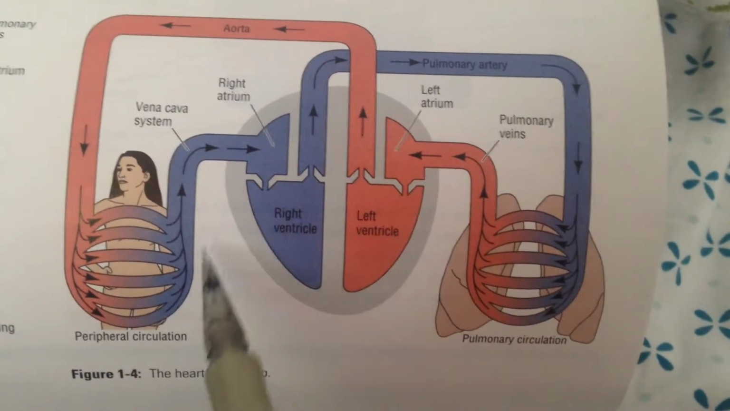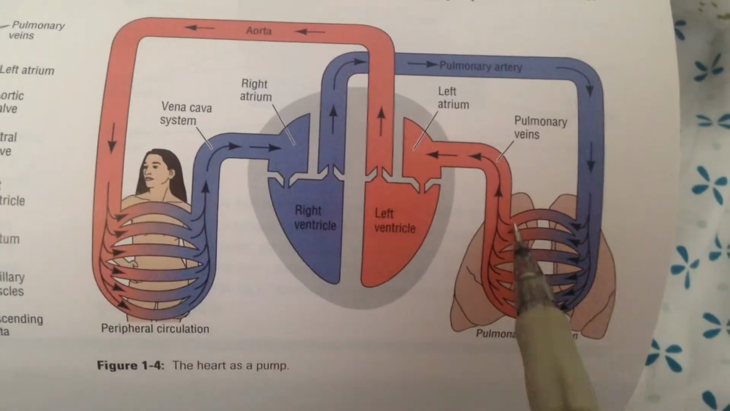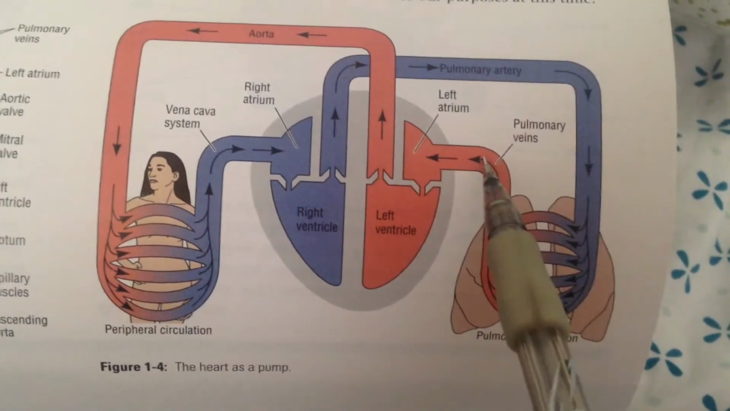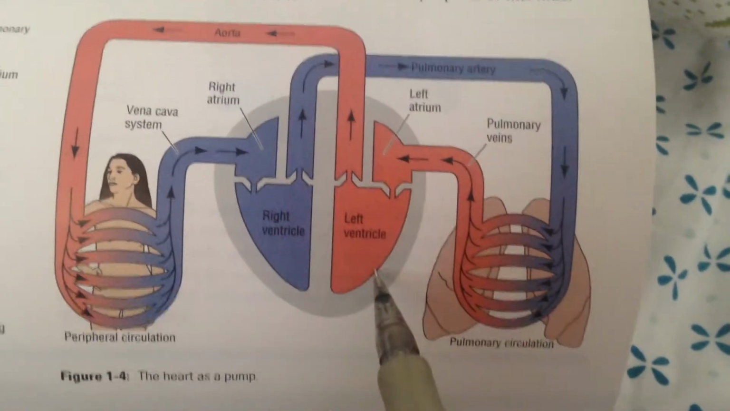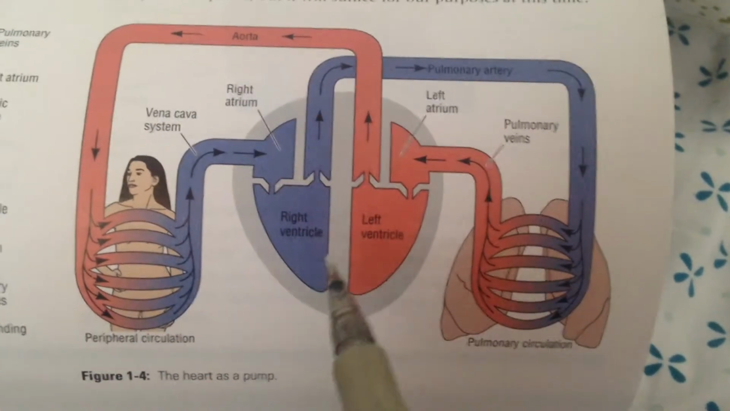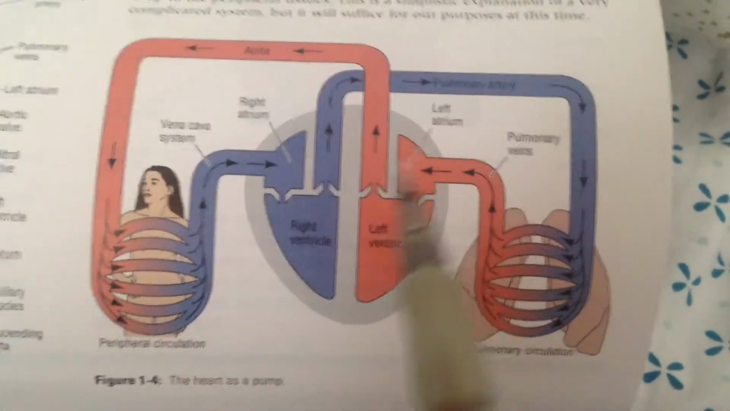So in this diagram, this represents peripheral circulation. This represents pulmonary circulation. The blue represents deoxygenated blood. Red represents oxygenated blood. So this is the right side of the heart. This is the left side of the heart.